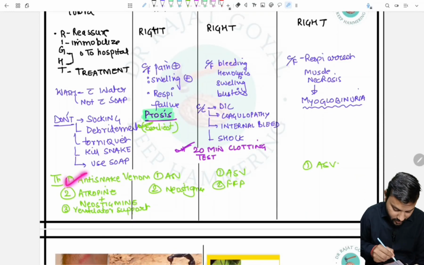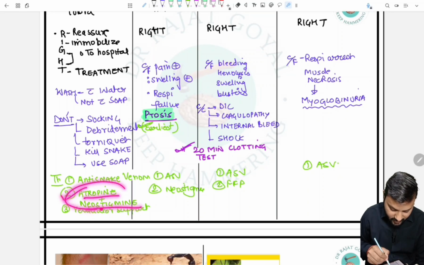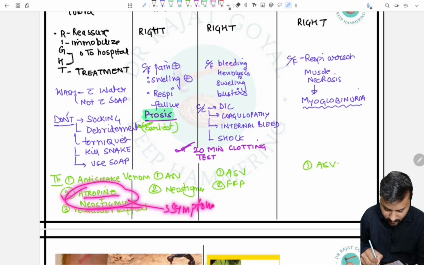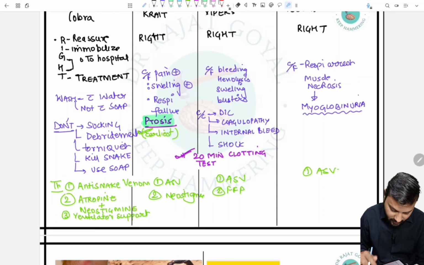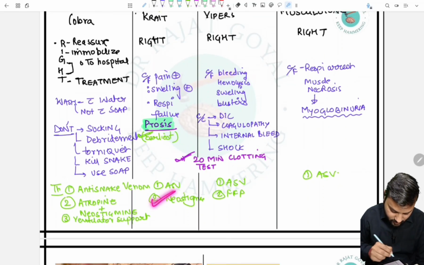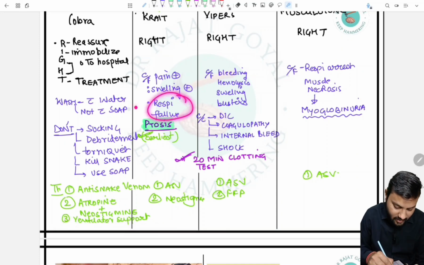In cases of cobra, we can also give atropine plus neostigmine, and these are for symptomatic relief, to decrease the symptoms. But in the case of krait, we use only neostigmine. We don't have to use atropine. So atropine and neostigmine are used in cobra, and in krait only neostigmine is used. And we can also use ventilatory support. Ventilatory support is important because we know that respiratory failure occurs in both cases, cobra and krait.